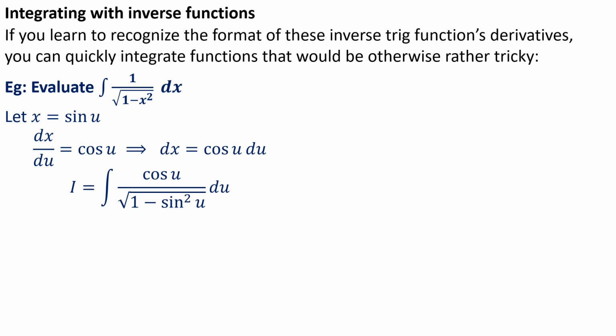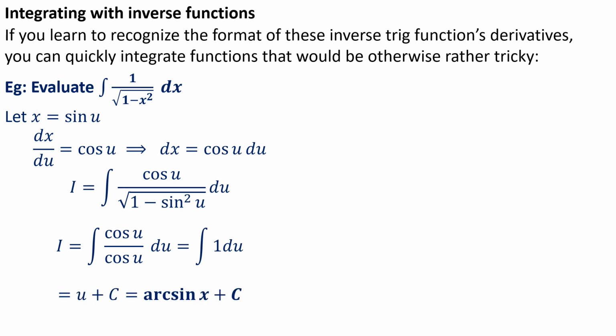Except it's not actually the monstrosity it appears. When you finish simplifying and cancelling down, it ends up looking really nice. The square root of 1 minus sine squared u is just the square root of cos squared u, which is cos u, and cos u over cos u is 1. I can integrate 1 with respect to u really easily. Just gives me u plus c. And then the final step would be, well, if x equals sine u, u must equal arc sine of x, the inverse sine x function.